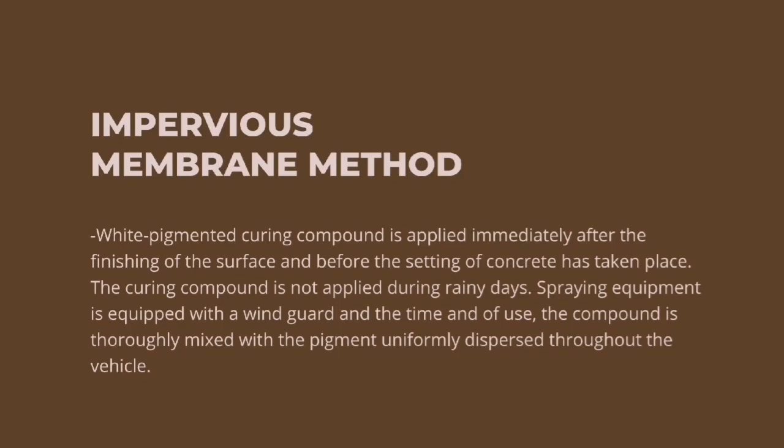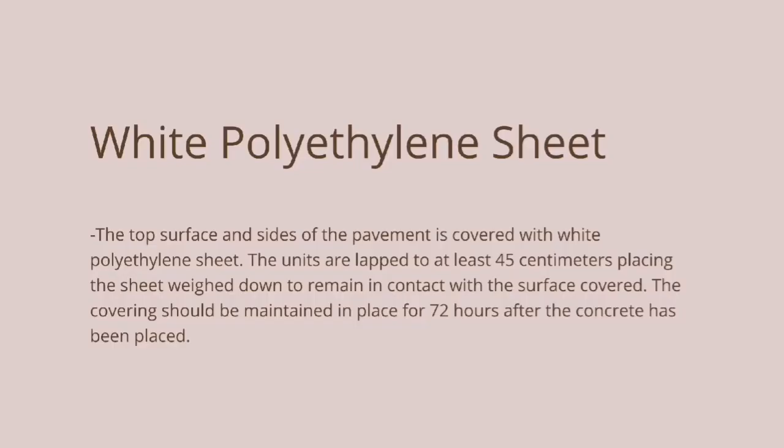Compound is thoroughly mixed with the pigment uniformly dispersed throughout the vehicle. So the last method that can be used is using the white polyethylene sheet. The top surface and sides of the pavement is covered with white polyethylene sheet. The units are lapped to at least 45 centimeters, placing the sheet weight down to remain in contact with the surface cover. The covering should be maintained in place for 72 hours after the concrete has been placed.